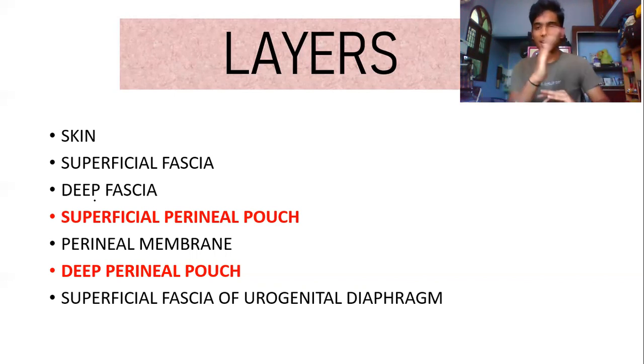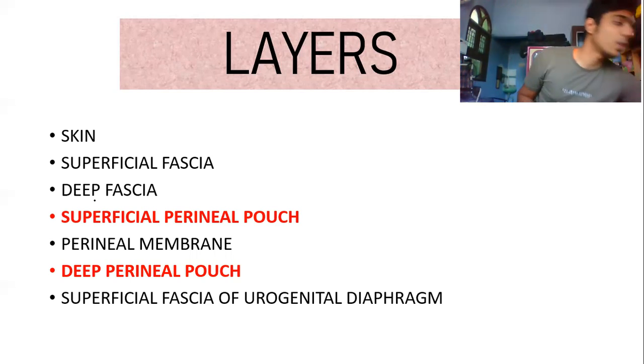Now I open this perineal membrane. What I am going to appreciate is another pouch, that is your deep perineal pouch. So the superficial perineal pouch is between your deep fascia and your perineal membrane. I reflect the perineal membrane, I will have the deep perineal pouch. So the deep perineal pouch is bounded above by the perineal membrane, below by the superficial fascia of the urogenital diaphragm. Hope you understood, right? So this is what you have to know.